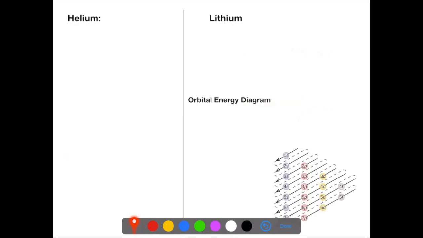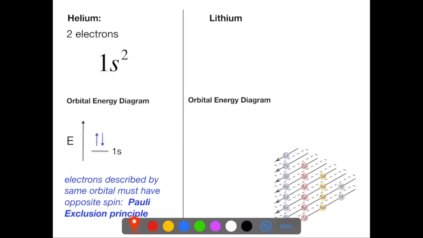So we can continue and now try helium and lithium. If we look at our periodic table, helium has 2 electrons, and so the electron configuration would be 1s2. We've now filled the first shell, the 1s orbital. The orbital energy diagram would have 1 electron going up and 1 electron going down. Again, that's due to the Pauli exclusion principle.